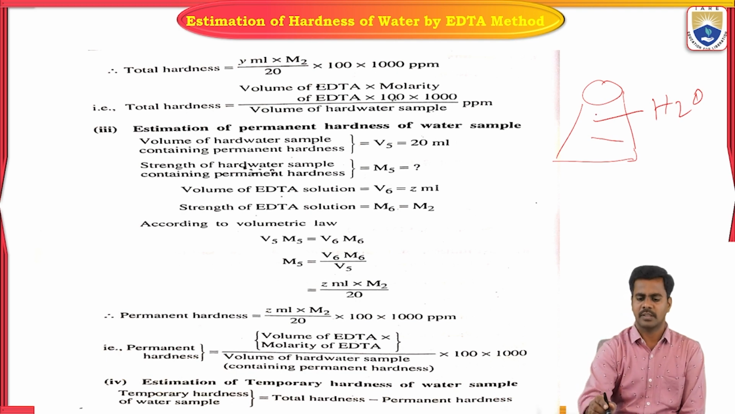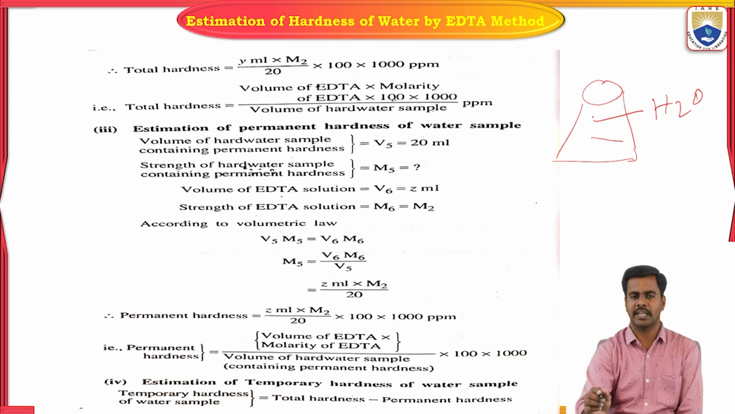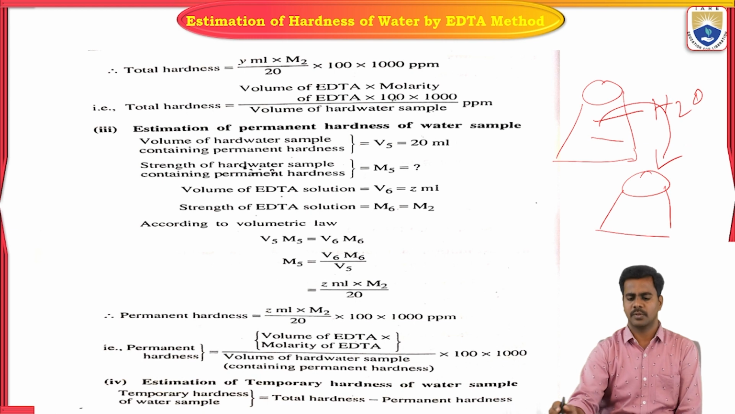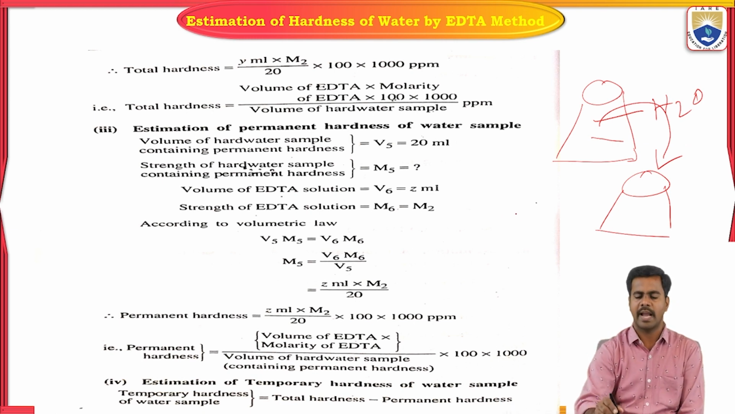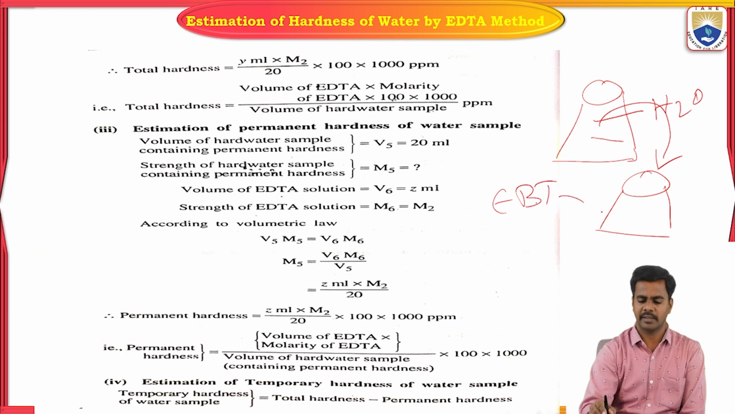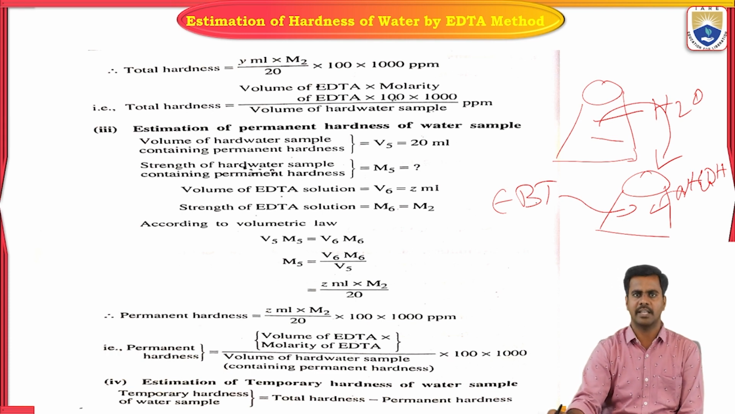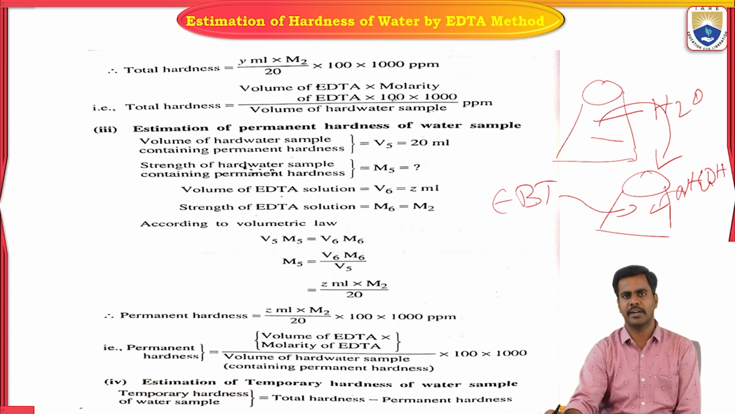After that, the solution present in the conical flask is filtered and transferred into another conical flask. Now we have to add EBT indicator and buffer solution. Then go for titration with EDTA, the same procedure, until the color changes from wine red to blue.